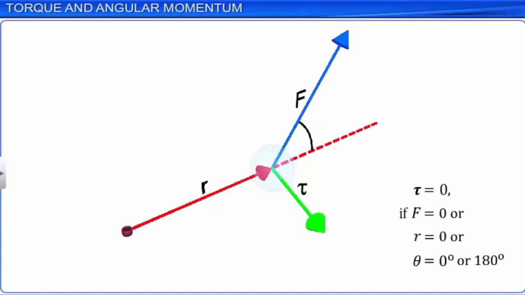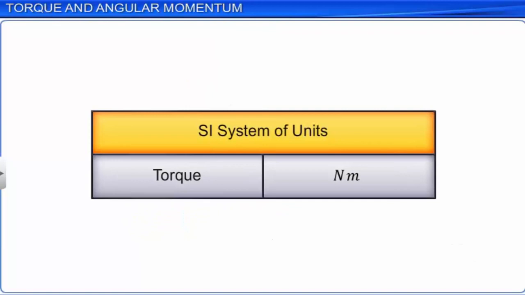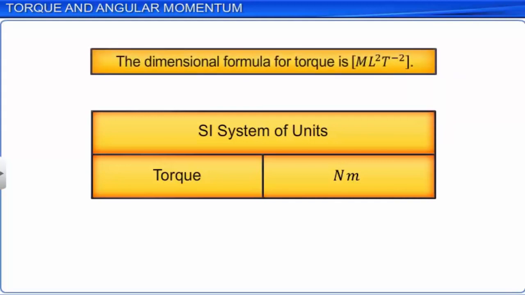The SI unit of torque is Newton meter. Note that the dimensions of torque and work are the same. The dimensional formula for torque is ML squared T minus 2. Even though the torque and work have the same dimensional formula, work is a scalar, whereas torque is a vector.